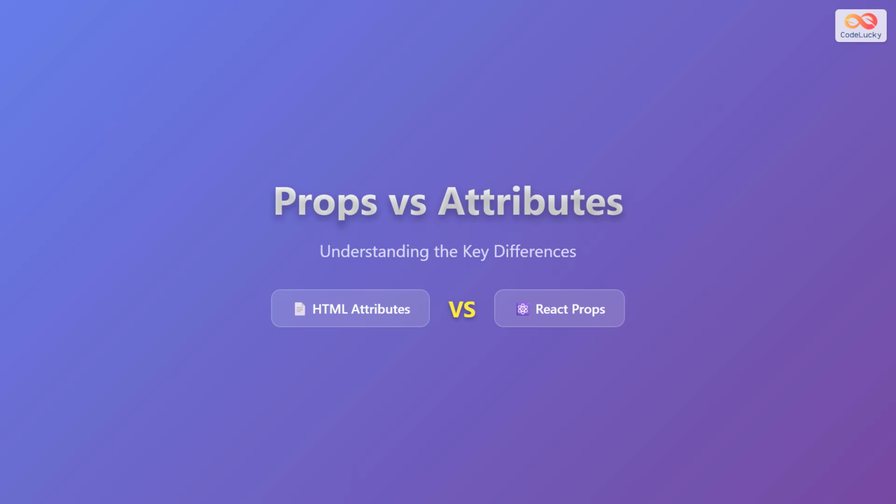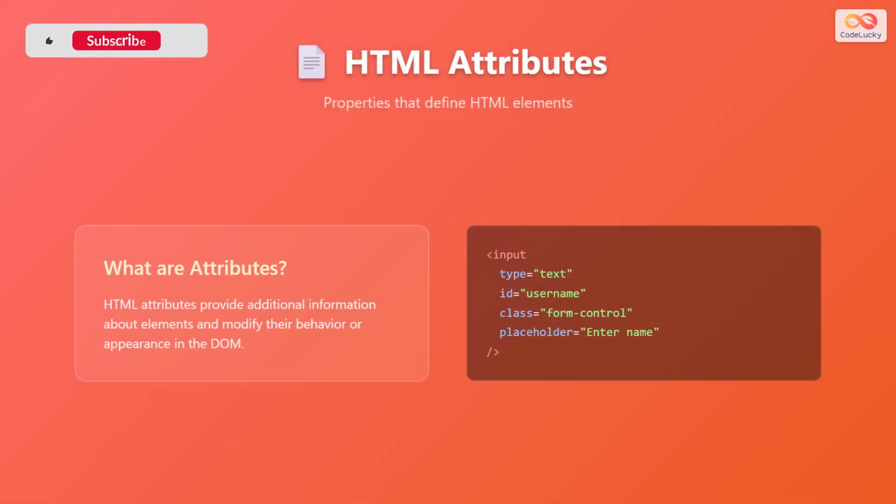In this video, we will explore the key differences between props and attributes. We will cover HTML attributes and React props. HTML attributes are properties that define HTML elements. HTML attributes provide additional information about elements and modify their behavior or appearance in the document object model.